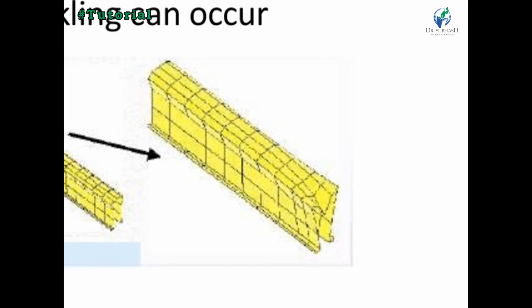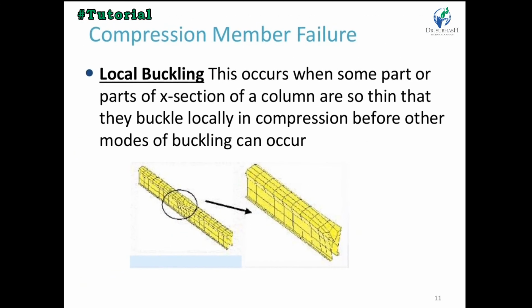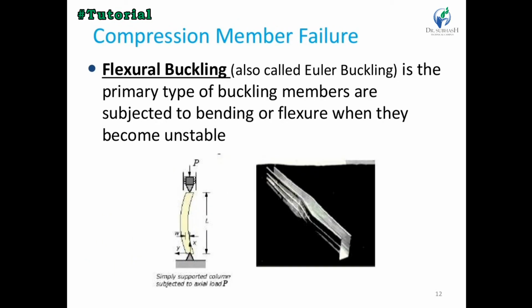How can we prevent this failure? This failure by local buckling can be prevented by selecting a suitable b by t ratio of the component or plate. So we avoid this buckling failure by selecting a suitable b by t ratio for our section. Second one is flexural buckling, also called Euler buckling, the primary type of buckling when members subjected to bending or flexure become unstable. It depends on the end conditions and is proportional to the length. This failure is called flexural buckling of a compression member.